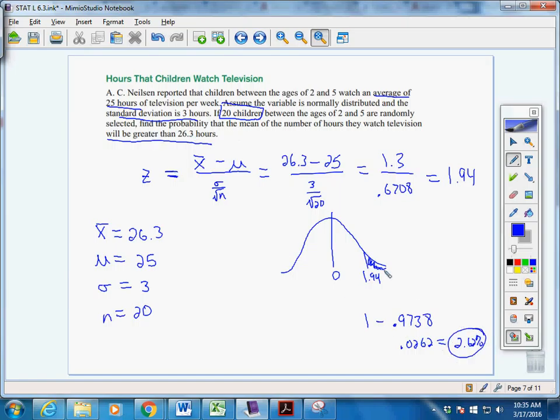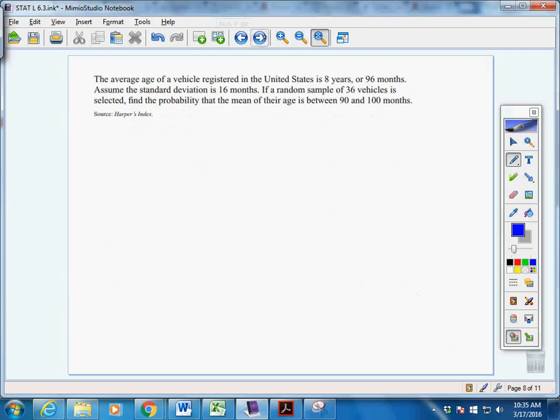Find the probability, not very high. New formula, but if we can identify all the parts, we know how to use the chart. We already know how to do that. Let's look at one more example.